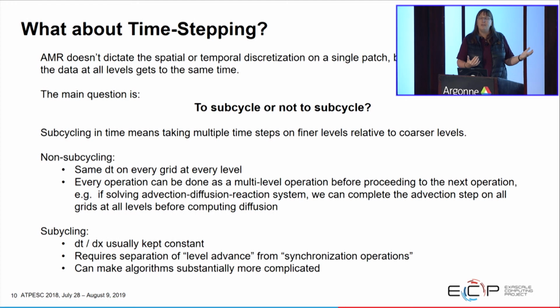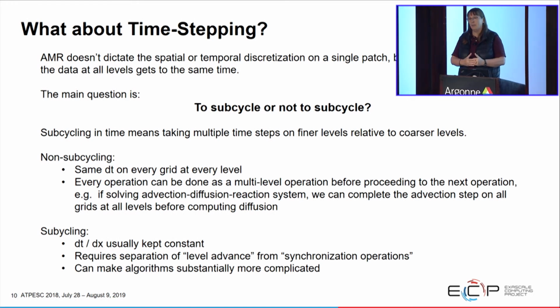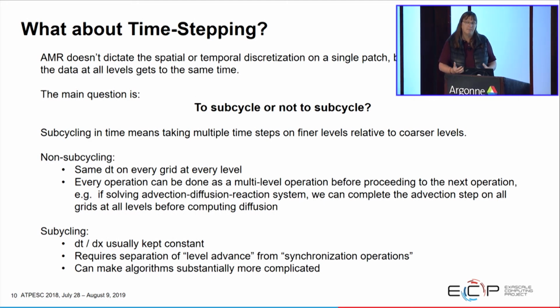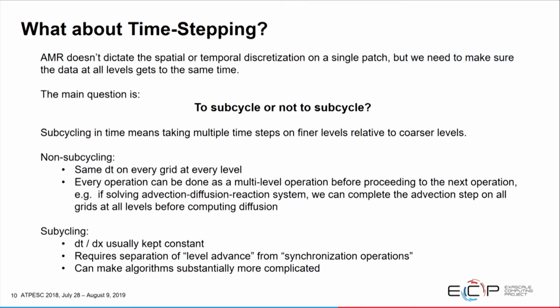There are trade-offs. If you do not subcycle, if you use the same dt, every operation can be a multi-level operation. That can be really handy. If you do subcycle, you have certain advantages in terms of advection schemes. They tend to operate better at higher CFLs. There are ways that you can write the algorithm that seem more natural. There's a trade-off, just like with refinement.